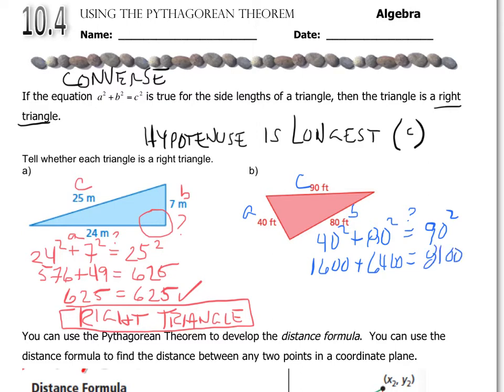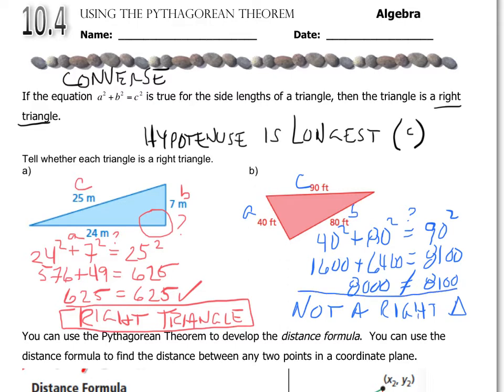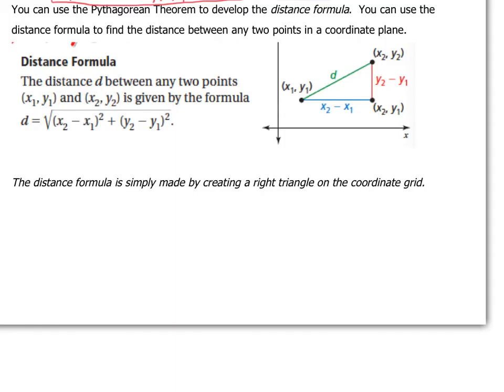8100. Now in this case we get 8,000 equals 8,100, which is obviously not true. So they are not equal. And that would just basically mean that this is not a right triangle. Okay? So that was the converse of the Pythagorean theorem.